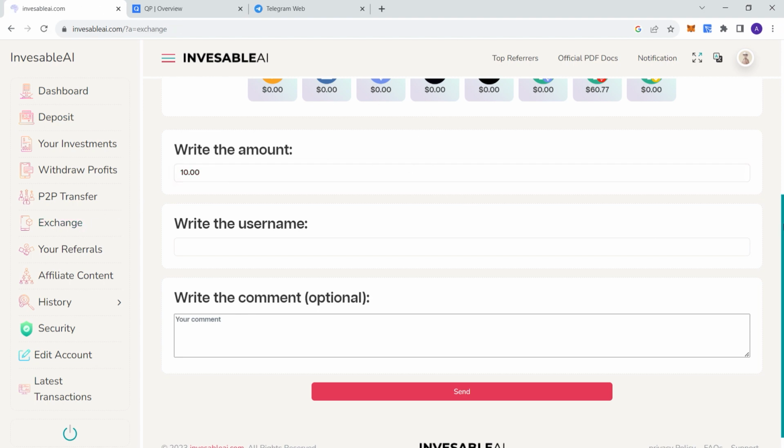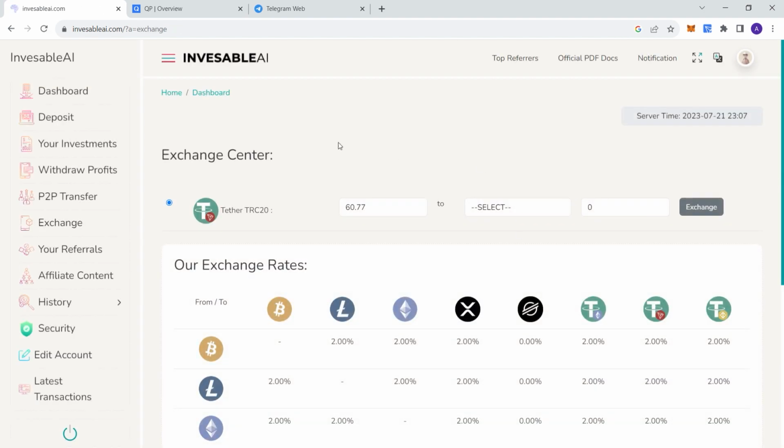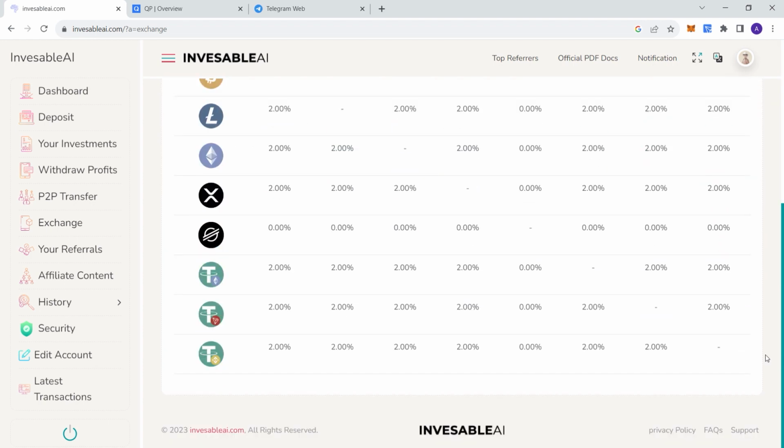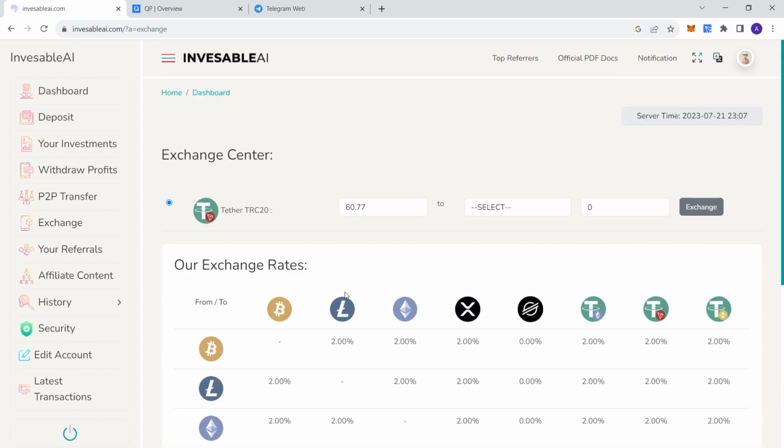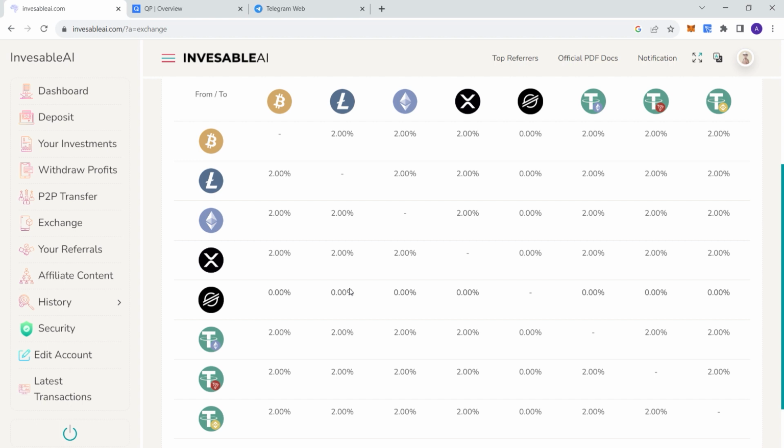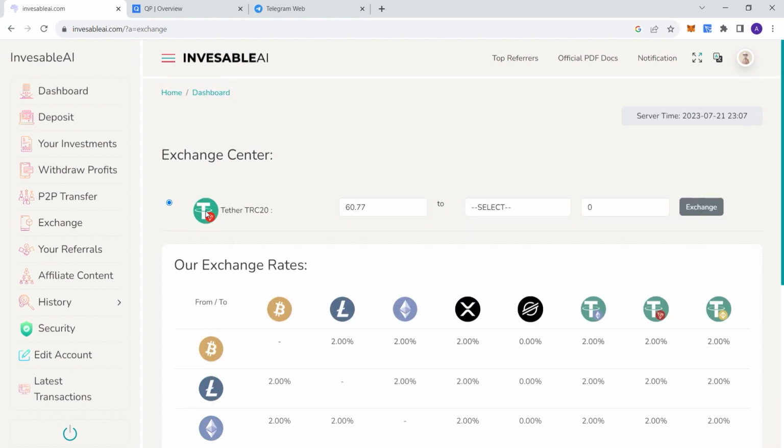Also, I've used this plenty of times. This is your exchange feature. Why the exchange feature? Pretty simple. Let's say I want to withdraw. I made some money over here, but I want to deposit into another account, but it only takes Bitcoin. Guess what? You could transfer all that to Bitcoin, so you ain't gotta go to PancakeSwap or any other external site. It has it right here. It's a one-stop shop over here.